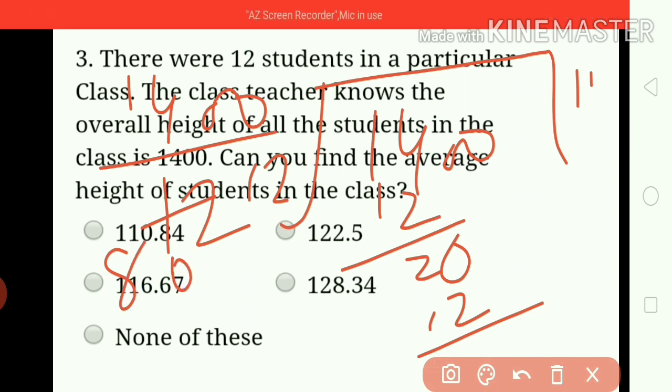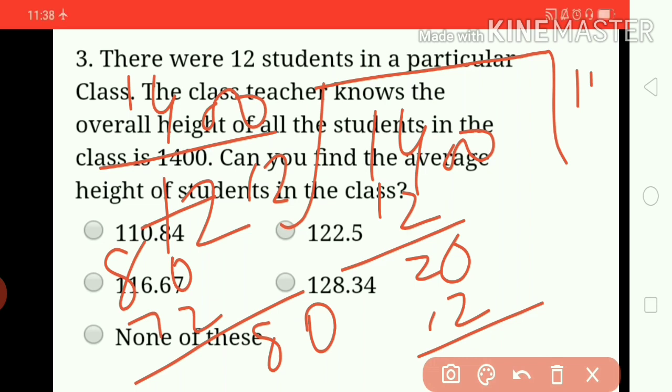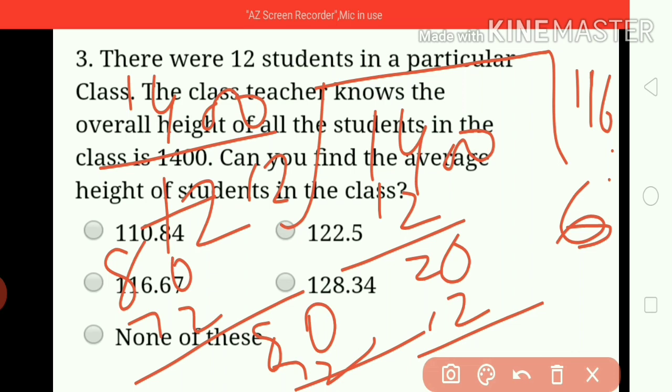Now 12 sixes are 72, so 10 minus 2 is 8. Now to bring down a 0, you have to put the decimal there. So again it goes on 6 because 12 sixes are 72. Again we will get 8, again it goes on 6, and you will see the repetition here.